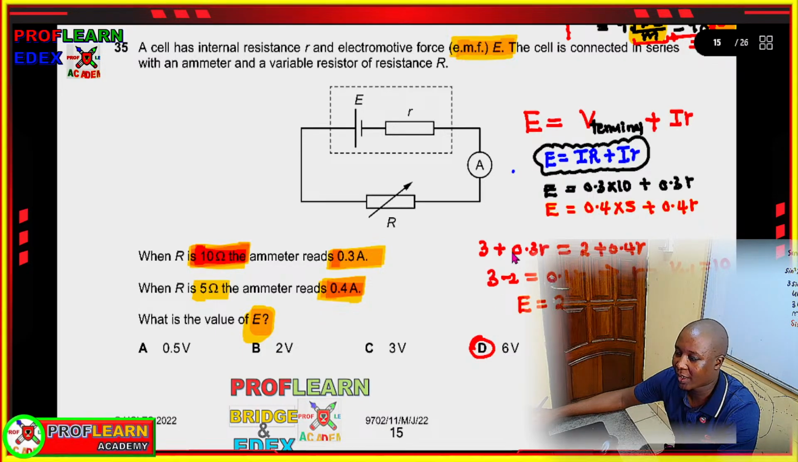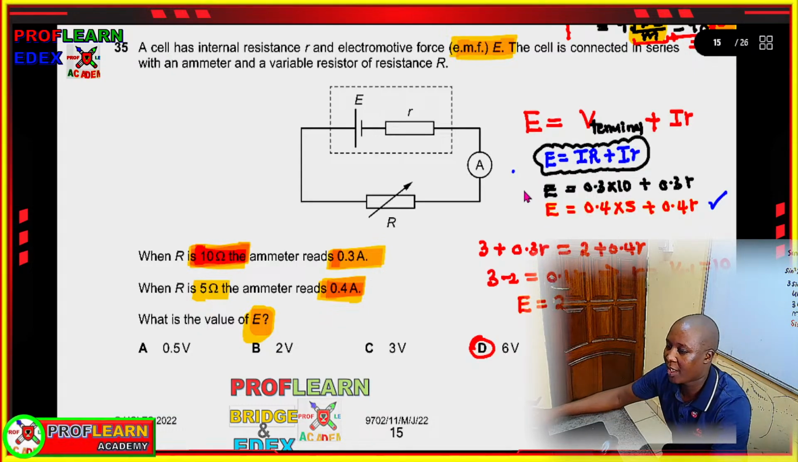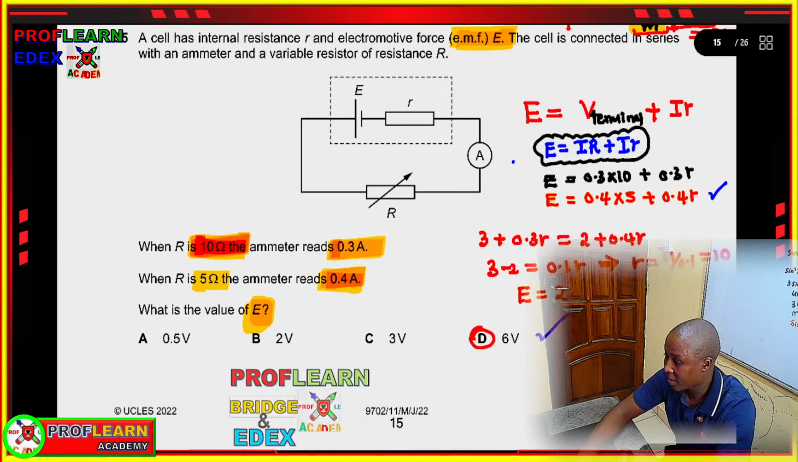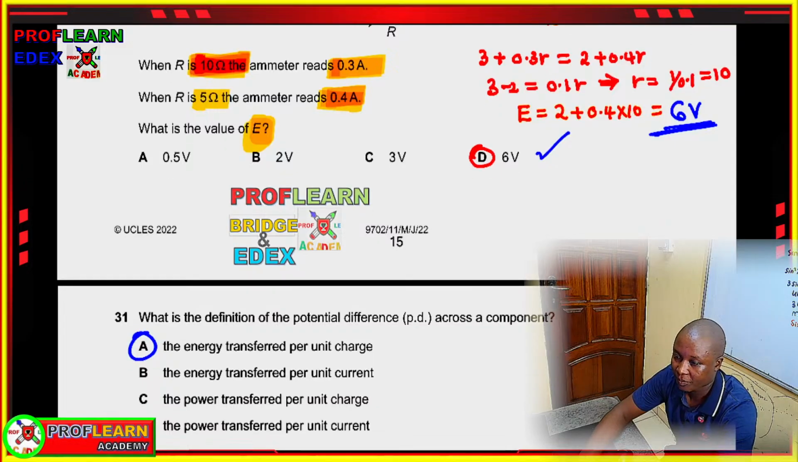Then we do the same for the second piece of information. 5 ohms gives a current of 0.4, and because both represent the EMF of the same cell, we equate the two equations. If you work it out, you solve and get the value of 6 volts. So the answer for that is 6 volts.